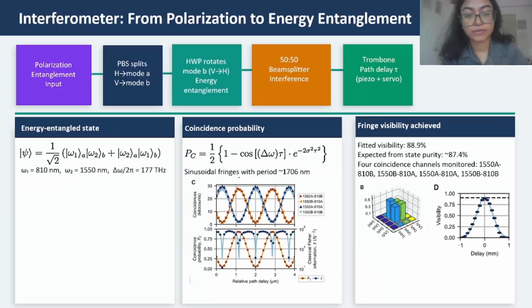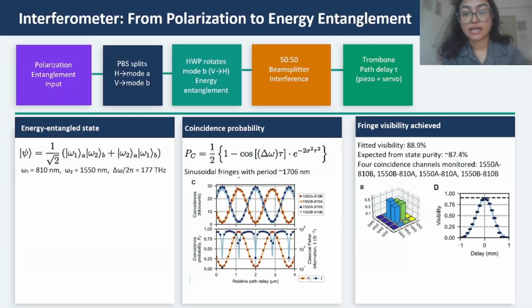A half-wave plate in mode B converts the polarization from V to H, making the photons in both modes identical in polarization. The result is the energy entangled state, a superposition of 1550 nanometer in mode A and 810 nanometer in mode B, and 810 nanometer in mode A and 1550 nanometer in mode B. This is exactly the probe state from the theory in the paper.